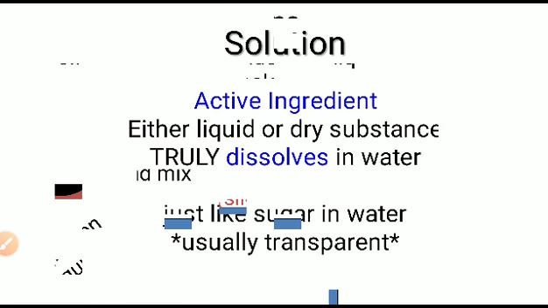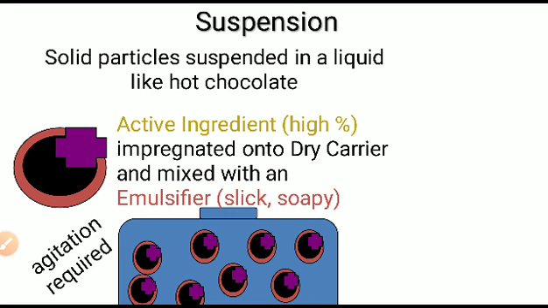Okay, next type, that is suspension. Here the suspension is a mixture of finely divided solid particles dispersed in a liquid. The solid particles do not dissolve in the liquid and the mixture must be agitated. Unlike sugar dissolving in water, where there is formation of a transparent solution that is called a true solution.